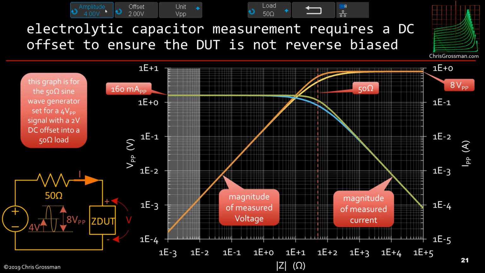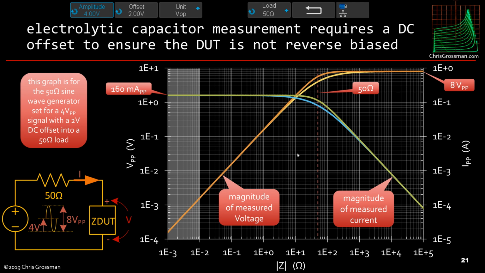So this is how I set the function generator on the scope in the Bode plot function. I set it for 4 volts peak to peak with 2 volts offset into a 50 ohm load. What that really does is it applies a 4-volt DC offset, and if you have a capacitor here, it will put 4 volts on the capacitor, and at most there'd be 8 volts peak to peak across the device, so it would never swing below ground.